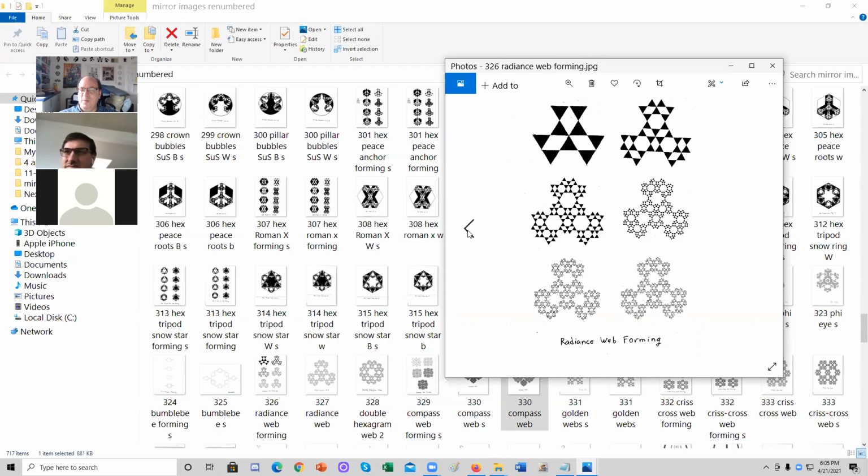Radiance web form. Sometimes the shapes between the shapes that all the fractals make are the mesmerizing part, right? Oh, yes. Like that triangle in the upper left, that void triangle is just, I don't know, the one that feels like it's moving or popping out at me. I call this radiance web because it's all based on this radiation symbol. For sure, isn't it?